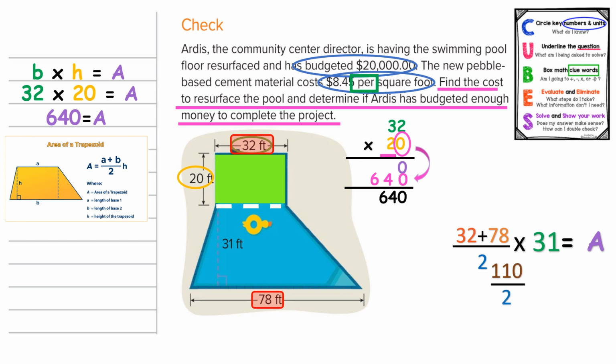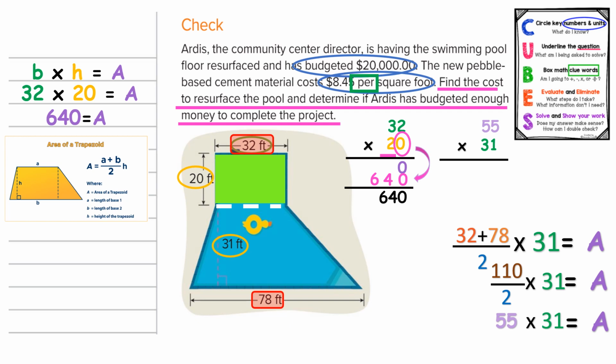32 plus 78 gives me 110 divided by 2 times the 31, and half of 110 is 55. So I need to multiply those together to figure out what my area is of my trapezoid. So 55 times 31. Multiplying by 1 is just going to give me the same number. So 1 times 55 is 55. My second number tells me to bring down a 0.